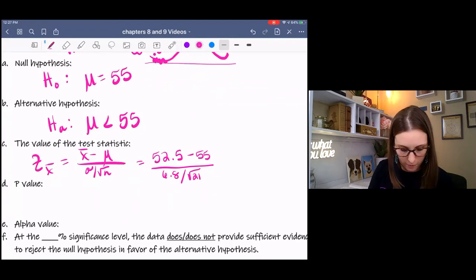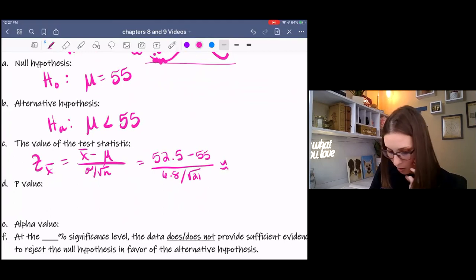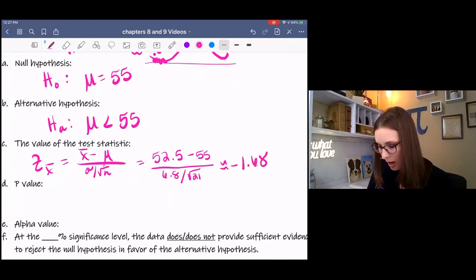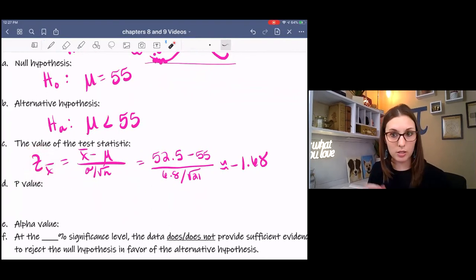So we're going to go ahead and find this. Test statistic: 52.5 minus 55 over 6.8 divided by square root 21. Hopefully I typed that in correctly, is about negative 1.68. And you'll notice that for the test statistic, we use Z sub X bar because we're testing this sample mean.